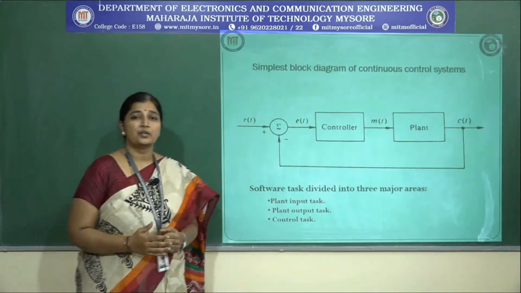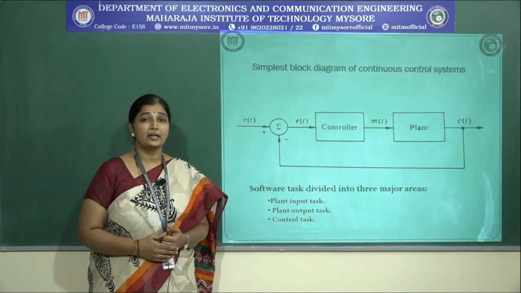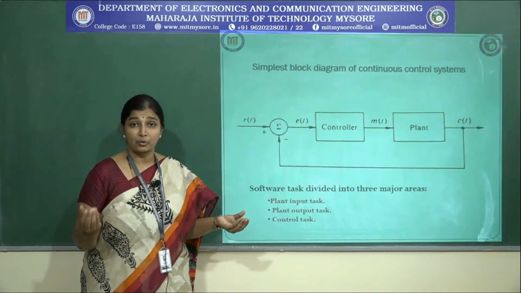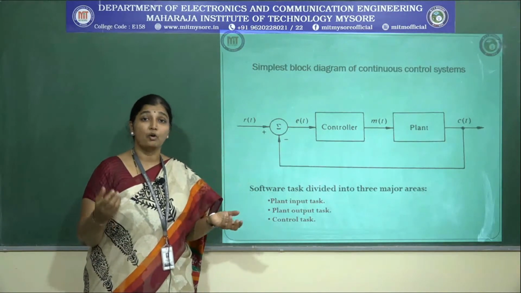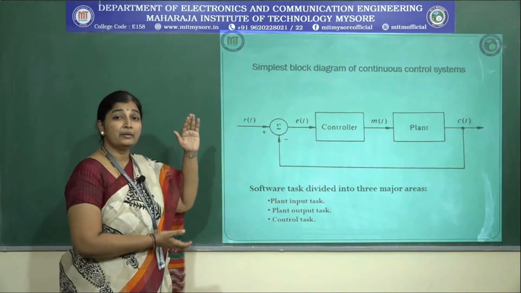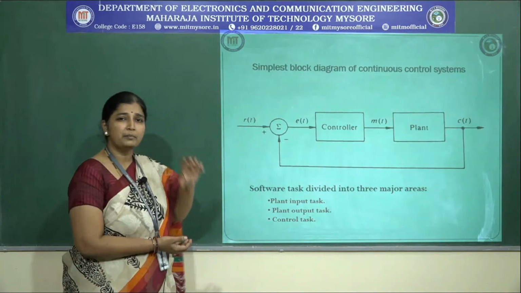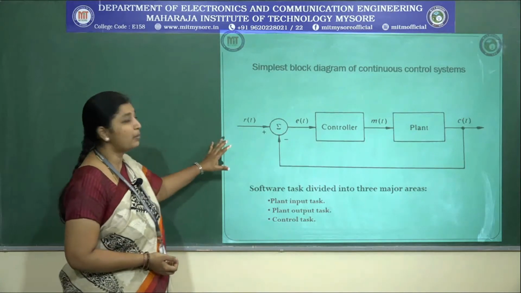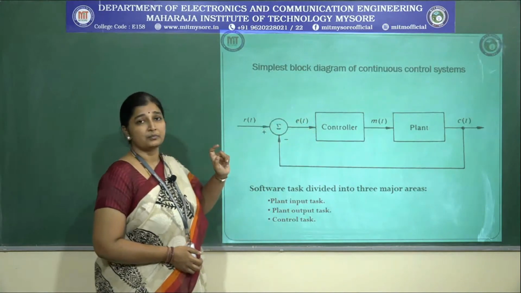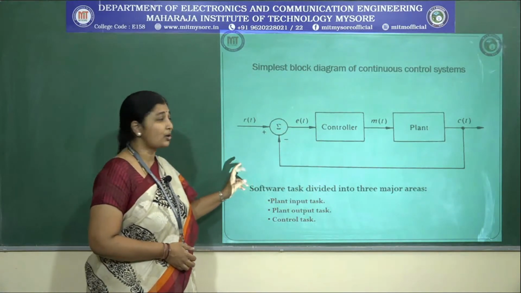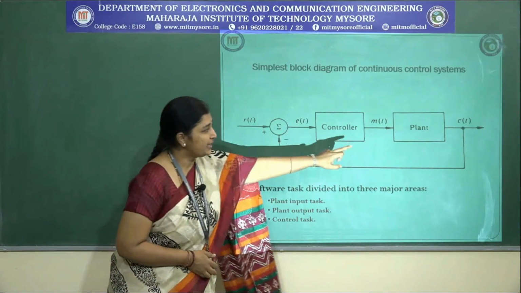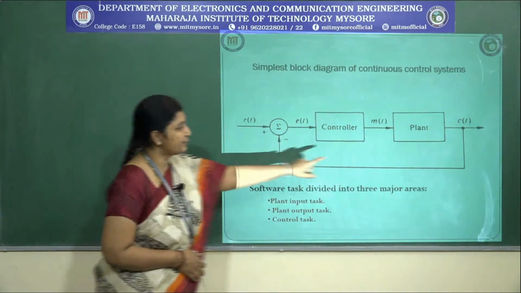If you remember, in the previous class we had dealt with what the input image is, what the output image is, what the input task and output task are, and now today we are going to find out how we are going to reduce the entire block into a simple control system. So this is a simple block diagram which shows the simplest continuous control system. It is called a continuous system because there are abbreviations like RT, ET, MT and CT.